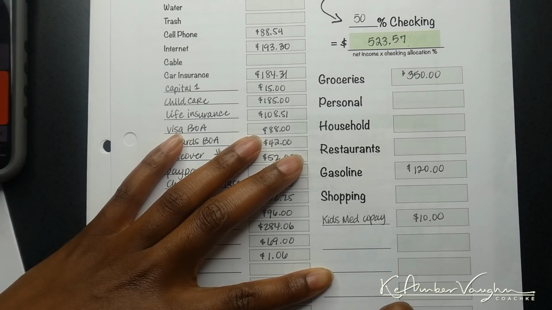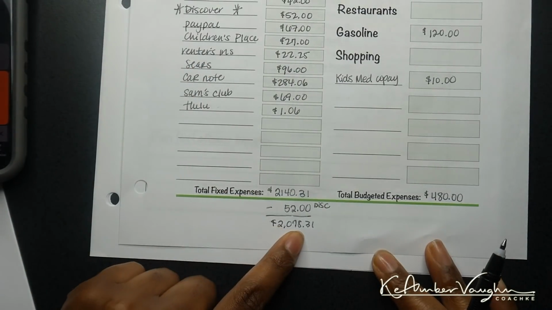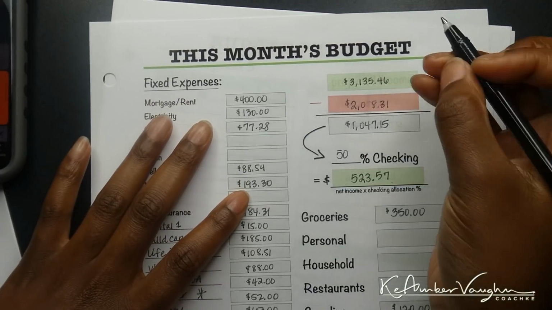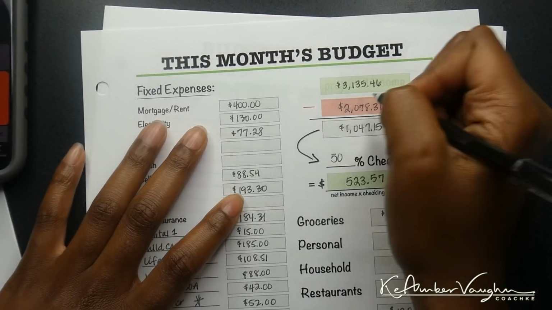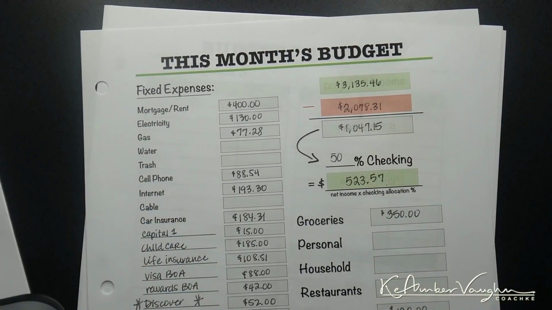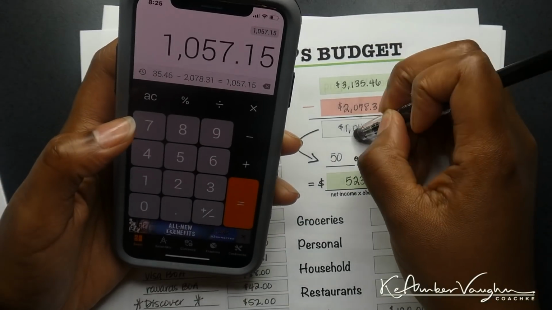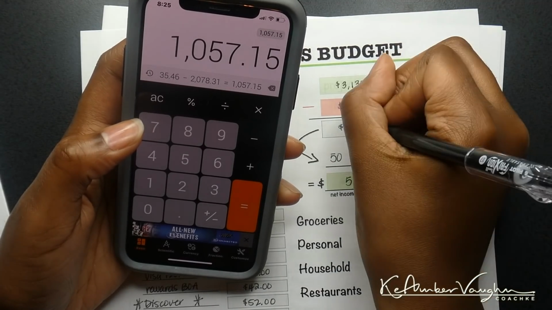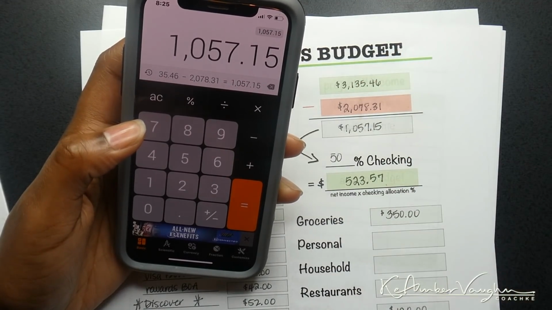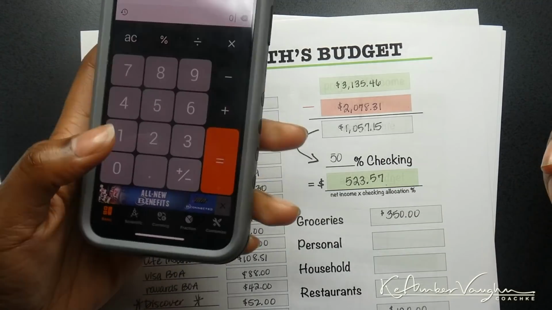Her total fixed expenses is $2,078 and not $2,088. So that's going to change our numbers just a tad, not by much, but it's okay. This is, again, why I have so many different ways for you to double check yourself. So that means we have $10 extra in our net income. But this part shouldn't actually change.